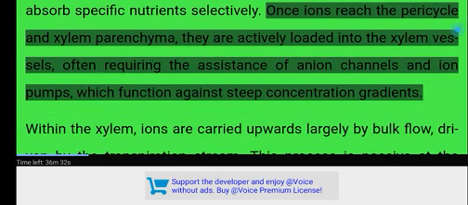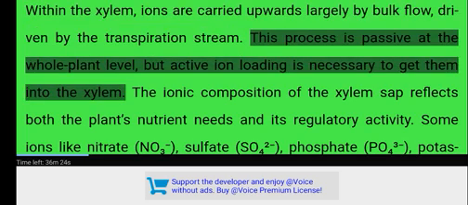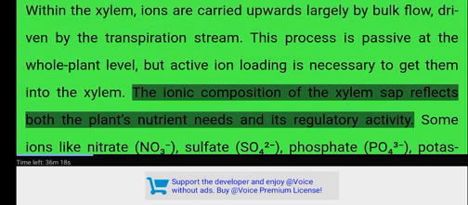Once ions reach the pericycle and xylem parenchyma, they are actively loaded into the xylem vessels, often requiring the assistance of anion channels and ion pumps, which function against steep concentration gradients. Within the xylem, ions are carried upwards largely by bulk flow, driven by the transpiration stream. This process is passive at the whole plant level, but active ion loading is necessary to get them into the xylem. The ionic composition of the xylem sap reflects both the plant's nutrient needs and its regulatory activity.